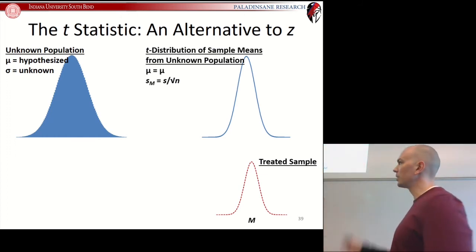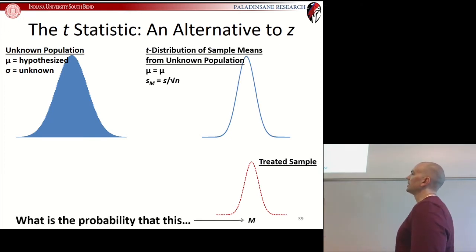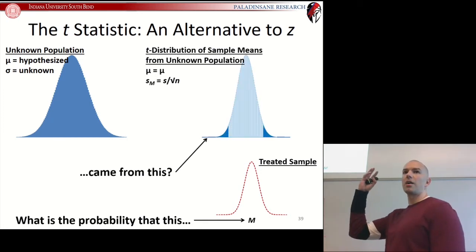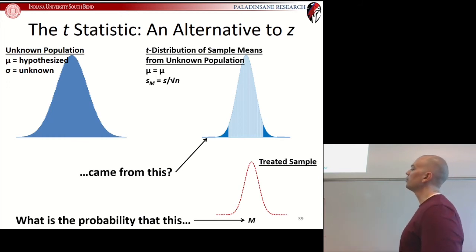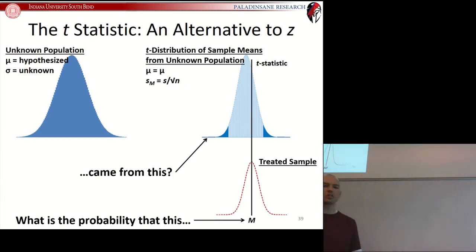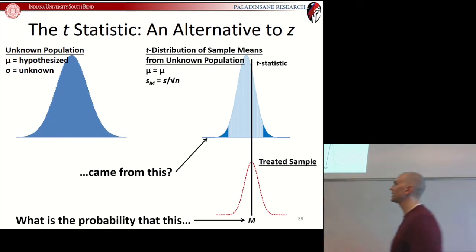And from that, we're going to do the exact same thing that we've always done. We're going to find out what is the probability that our sample mean could have come from this t distribution. We're going to draw our lines in the sand. If, when we calculate our sample mean's t statistic, it's within the body of the t distribution, we're going to accept the null hypothesis, and we're going to say it's highly likely that our treated sample belongs to that distribution of sample means, which means that it still belongs to the population.